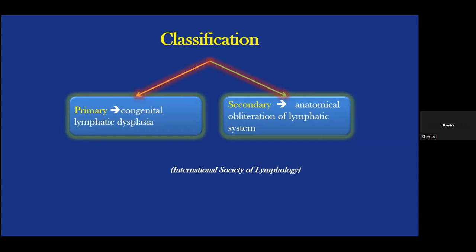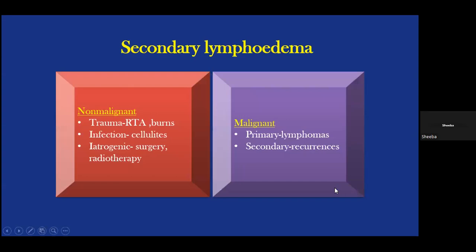According to the International Society of Lymphology, lymphedema is classified into two: primary and secondary. Primary is related to congenital lymphatic dysplasia. From birth itself, if there is any malformation in the lymphatic system, the baby can develop lymphedema. Secondary is due to any anatomical obliteration of the lymphatic system, and it is again divided into two, malignant and non-malignant. From this slide, you have to understand that non-malignant persons can also develop lymphedema.